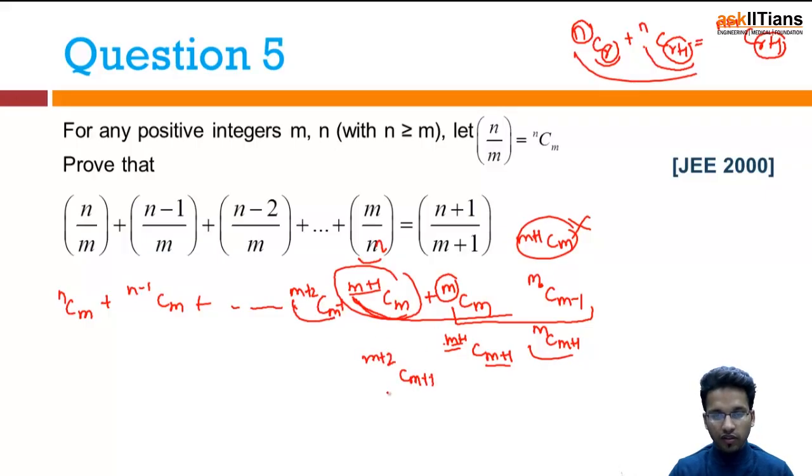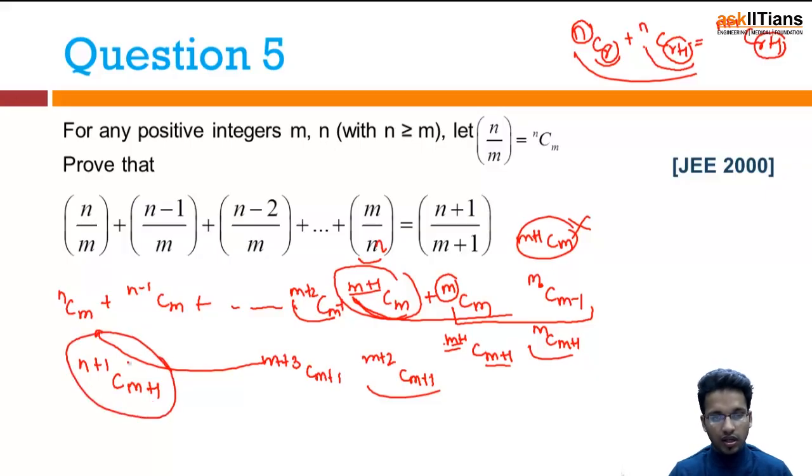Now this was the question which I was talking about when I talked about this property. So now I can combine the next one and it will form m plus 3 c m plus 1, and it will go till we end up getting n plus 1 c m plus 1. So obviously this was the question that we just needed to start.